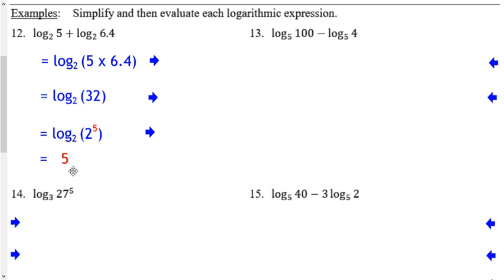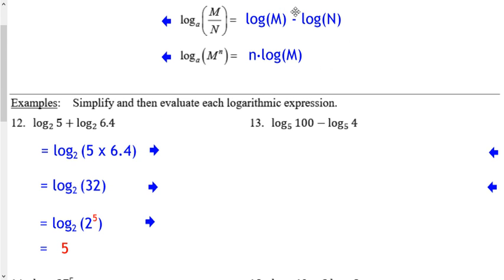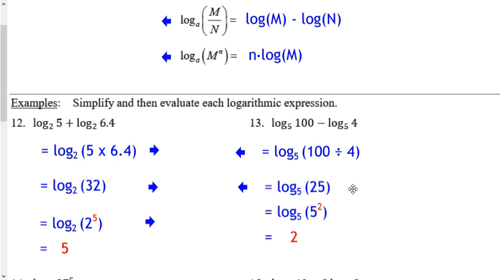Number 13. Now we're subtracting logarithms. So that would be the second law up here. On the right-hand side, I'm subtracting logarithms. That's subtracting exponents. That happens when I'm dividing these powers, these arguments that are inside the logarithm. So I'll divide the 100 by 4. That we can evaluate to get a 25, which is a power base 5, 5 squared. And so that exponent of 2 ends up being my answer.